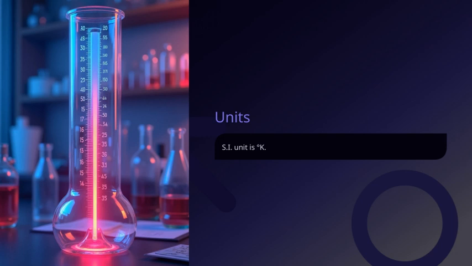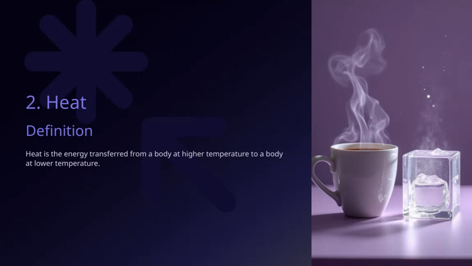This makes Kelvin particularly useful in scientific calculations and thermodynamics because it provides a clear, standardized way to measure temperature differences and absolute temperatures. Understanding these units helps us communicate temperature-related data accurately across different fields and applications. So, whenever you see K, remember it's the SI unit that helps us quantify temperature in the most fundamental way. Heat is the energy transferred from a body at higher temperature to a body at lower temperature.